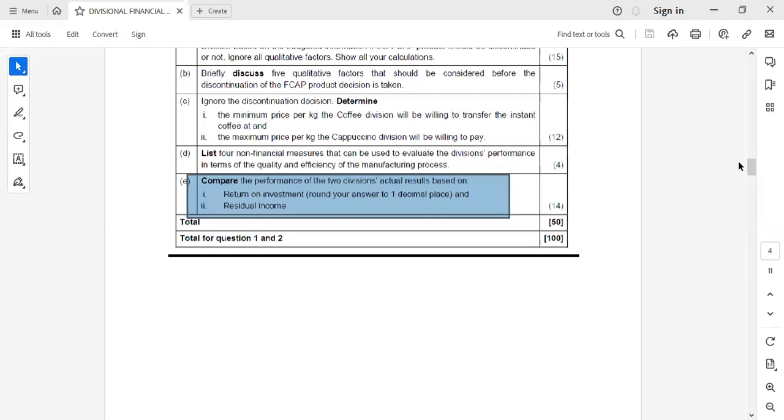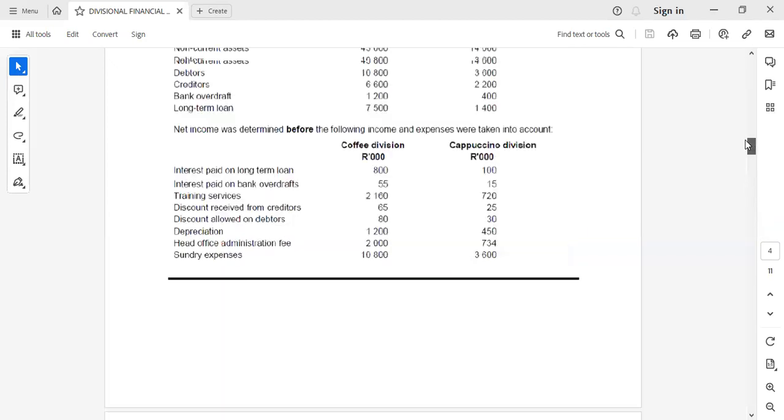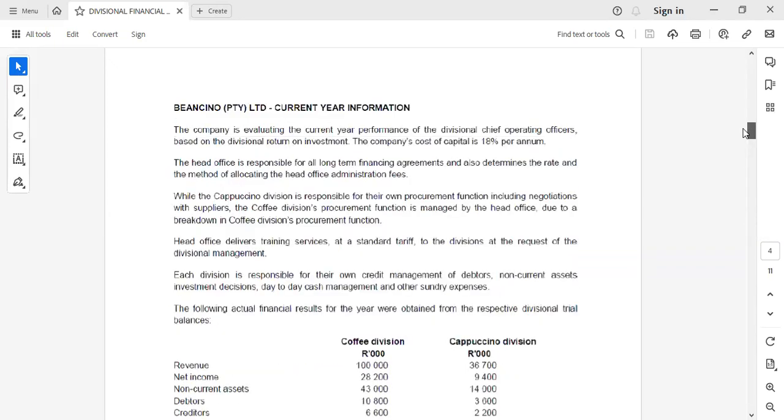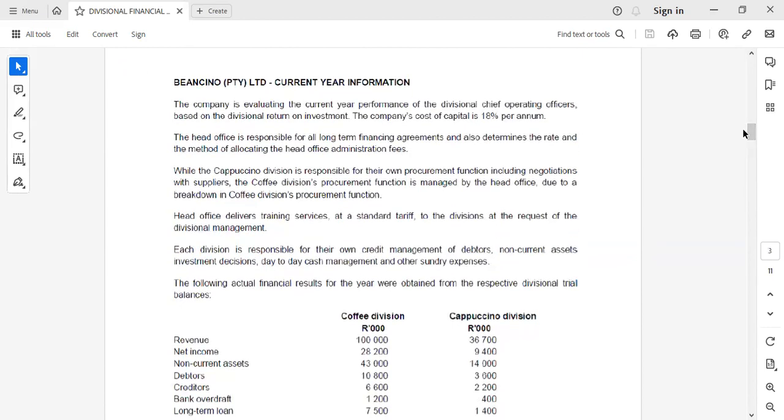So when they ask you to calculate the return on investment, the first thing that you have to do is to calculate your controllable profit and your controllable investment. That's the first thing. Then when you have those, you can calculate your return on investment. So let's go and calculate. This is the current year's information that they're talking about.